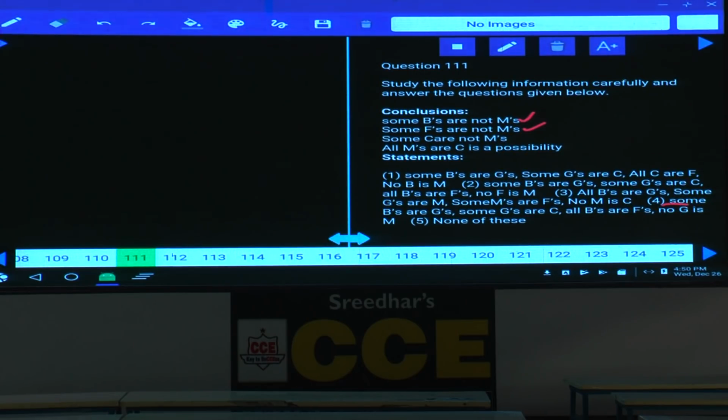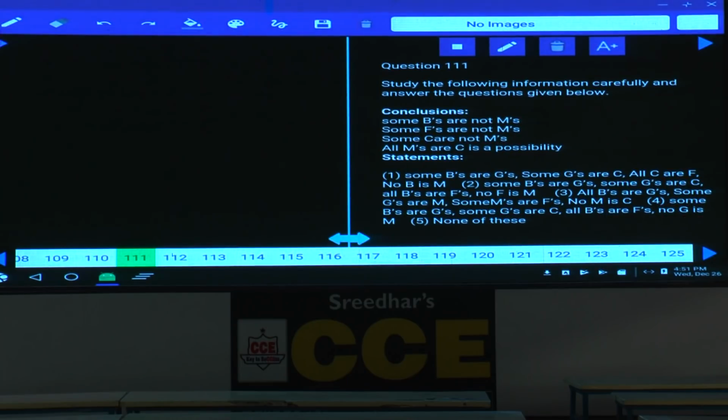Now C and M. Now in this one, no G is M is here. M should be present as it is, and G should go, C should come. Now the relation between C and G. Where is the relation between C and G? Some G's are C's is there. Is it there or not? Yes. Some G's are C's, and some C's are not M, definitely true, the fourth one.